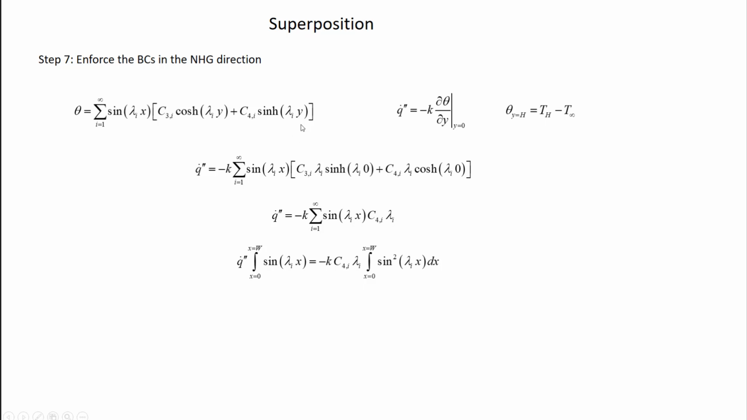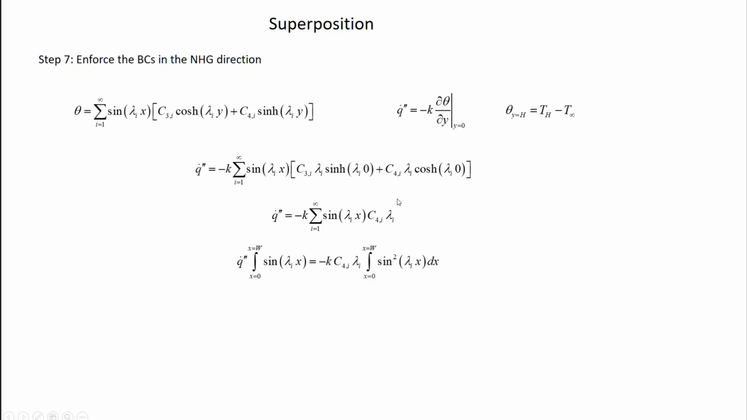So I just take this solution here, substitute it into here, and that gives me this equation here, right? I have the heat flux is minus K times, I just took the derivative of this thing with respect to Y and evaluated it at Y equals 0. So that's why the cosh became a sinh, and the sinh became a cosh. Sinh of 0 is 0, cosh of 0 is 1, so that becomes this right here, right? And this is not an equation where I look at it and go, well, this would be satisfied if all of my C4s are 0 or something like that, right? This is, again, one equation in an infinite number of unknowns.